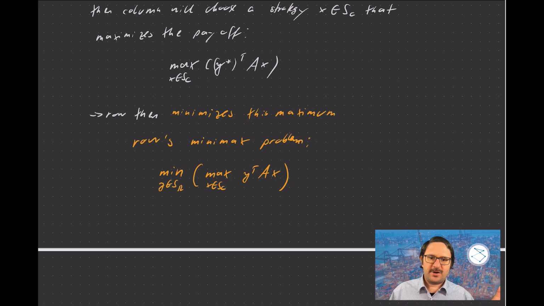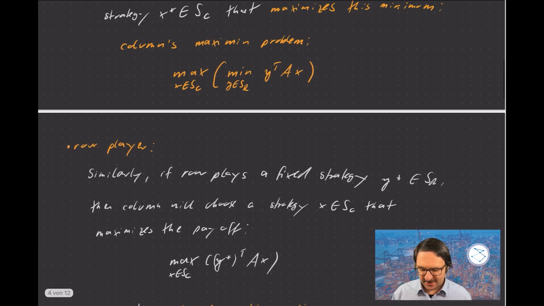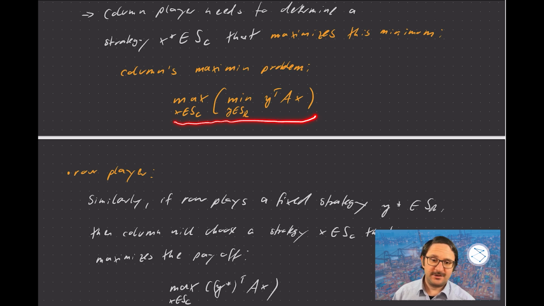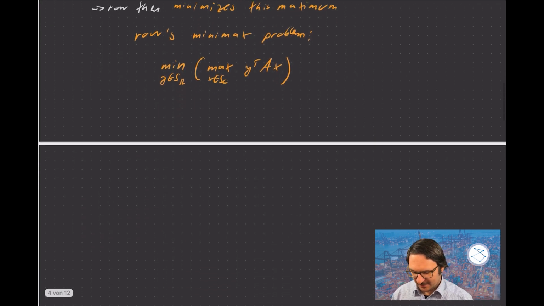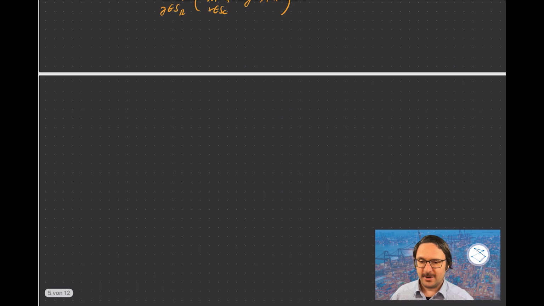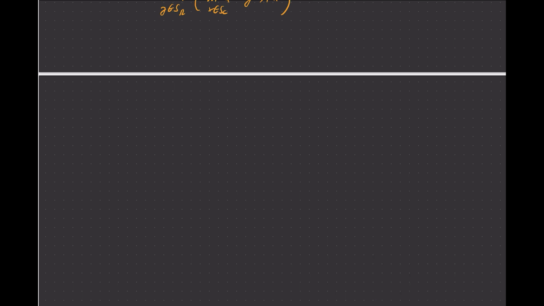So we have a pair of strategies. Of course, it would be nice if we got the same pair of strategies if we use this expression here. And that is indeed the case. That's one of the central theorems of game theory, the theorem by von Neumann. And that theorem will also give us an idea of how we could compute those optimal strategies. So let's write down that theorem first.